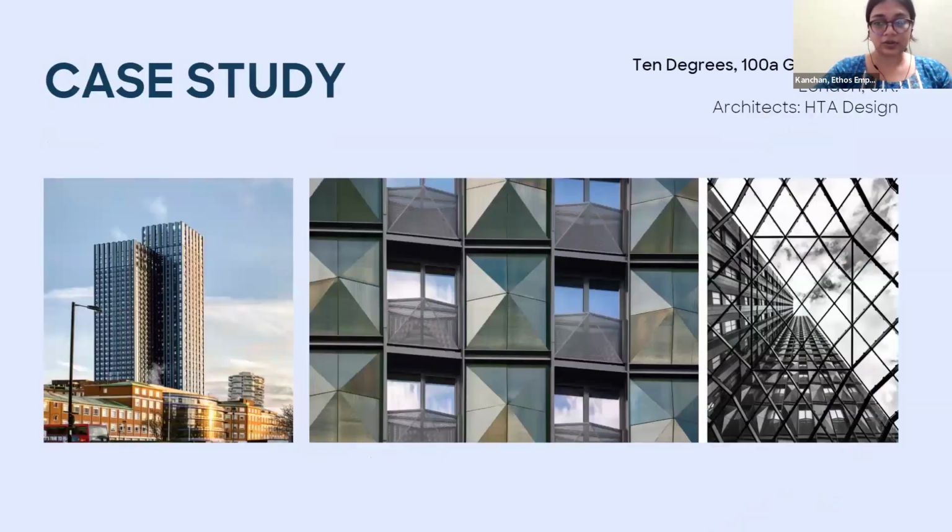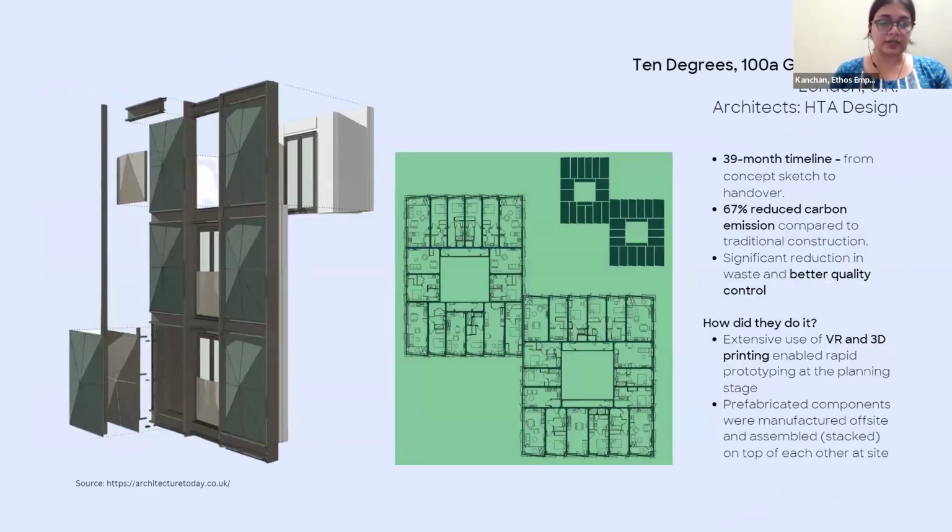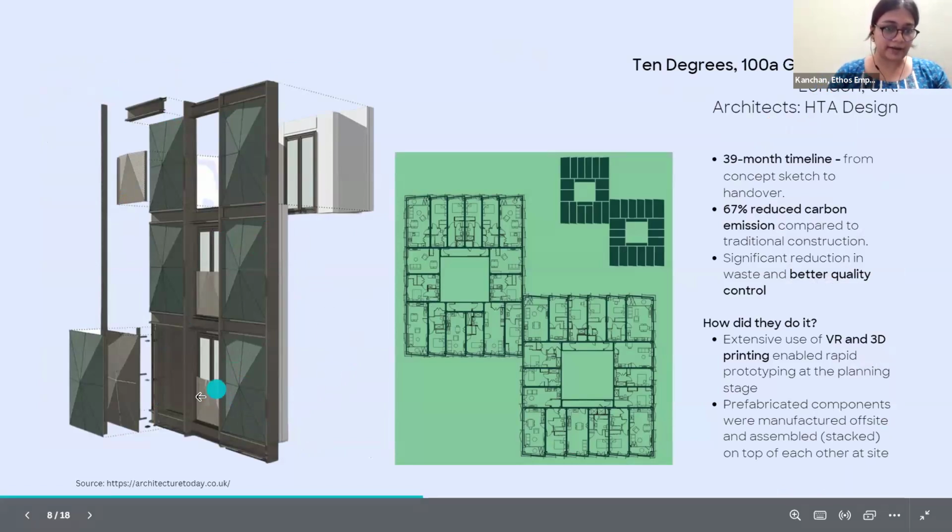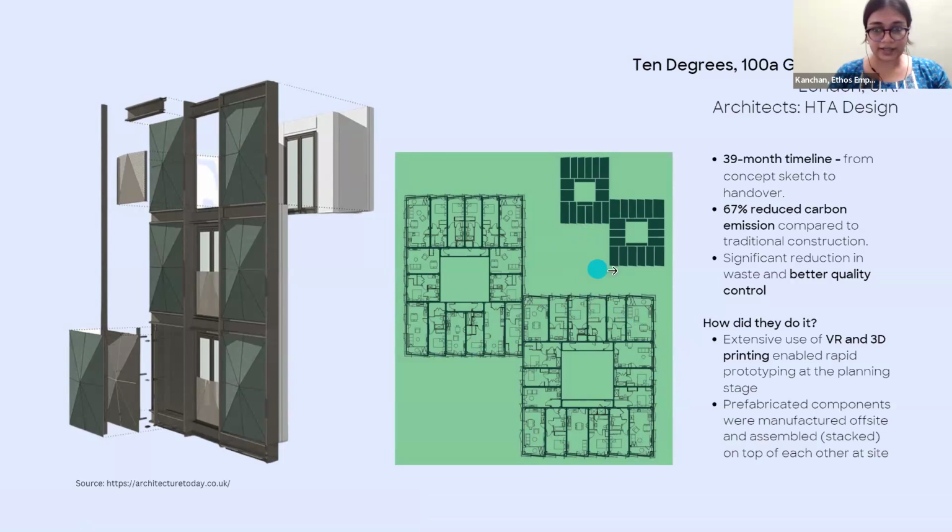So the first case study that you could look at, and you can really understand how this would work, particularly for the facade, is this building called 10 Degrees in London. You can notice this particular blow up diagram where it shows how the facade elements have been affixed to the building. And here you can see that there is a layout made and there are certain identical pieces or identical units that have been stacked against each other and then again stacked on top of each other.